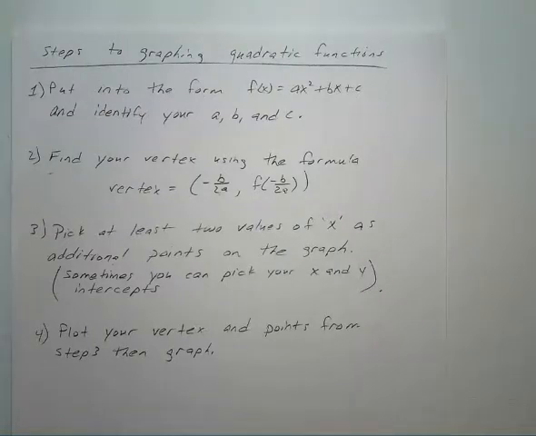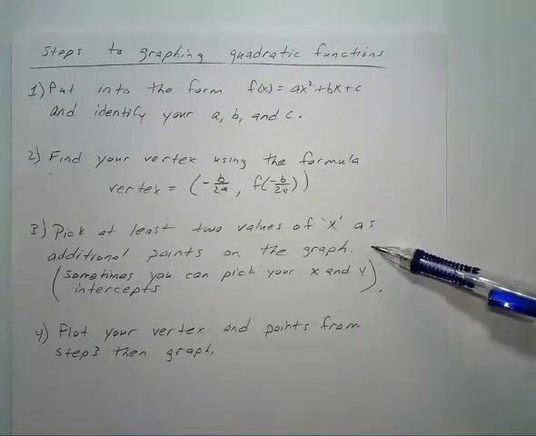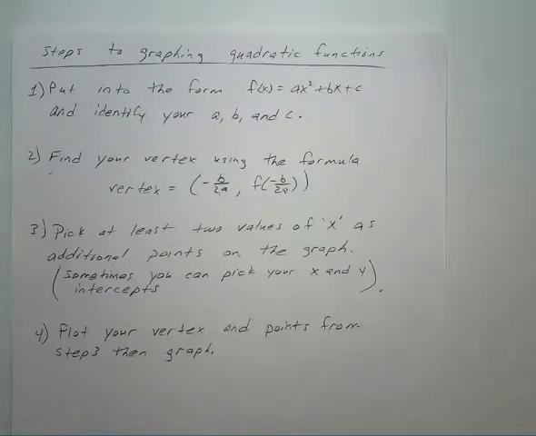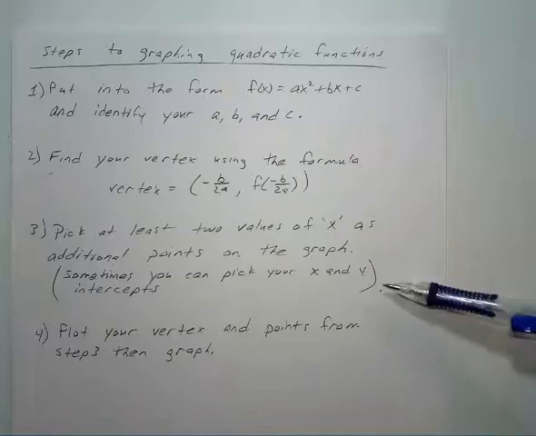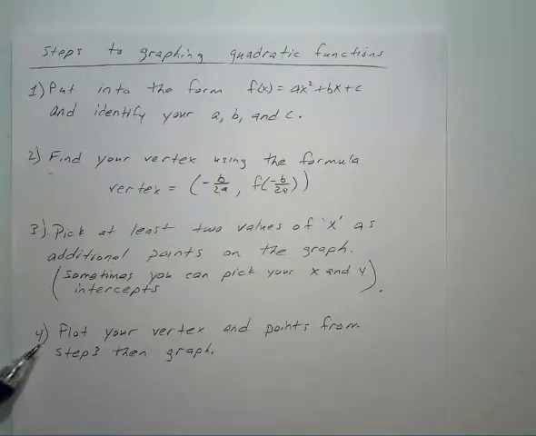Your third step is to pick at least 2 values of x as your additional points on the graph. A lot of times you can use your x and y intercepts. That's why we went over them on the previous page. You don't have to use the x and y intercepts, but a lot of times it's just really convenient. Then the last thing you want to do is plot your vertex and the points from step 3 on your graph, and then you just go ahead and connect them.